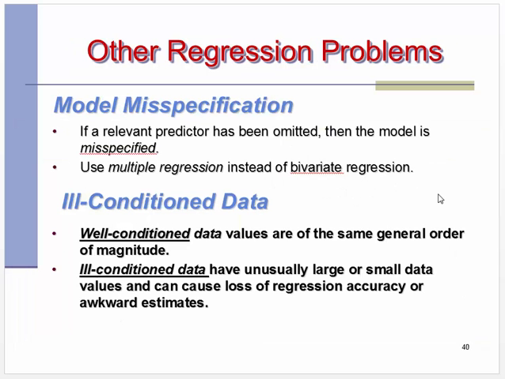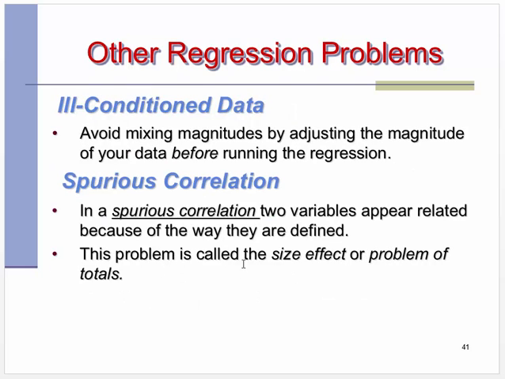Okay? Model specification. If a relevant predictor has been omitted, then the model is misspecified. You can then use multiple regression instead of bivariate regression. This is beyond the scope of this class. Right? You condition the data. Well-conditioned data values are of the same general order of magnitude. Poorly conditioned data have unusually large or small data values and can cause loss of regression accuracy or awkward estimates. You can avoid mixing magnitudes by adjusting the magnitude of your data before running the regression.